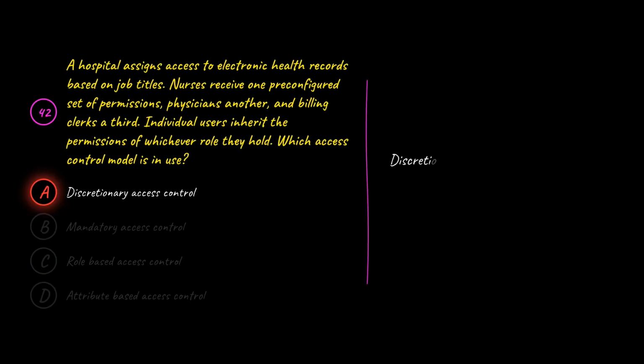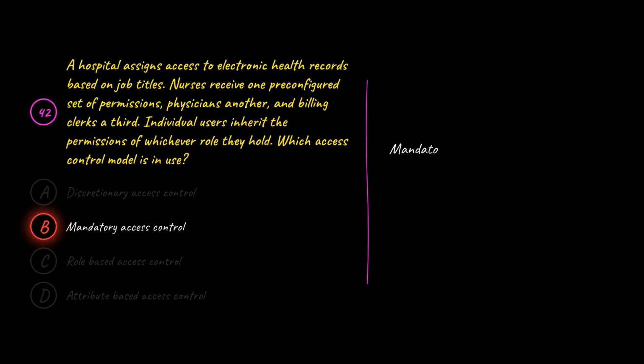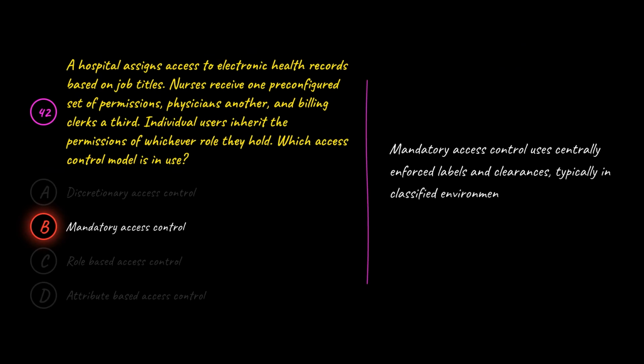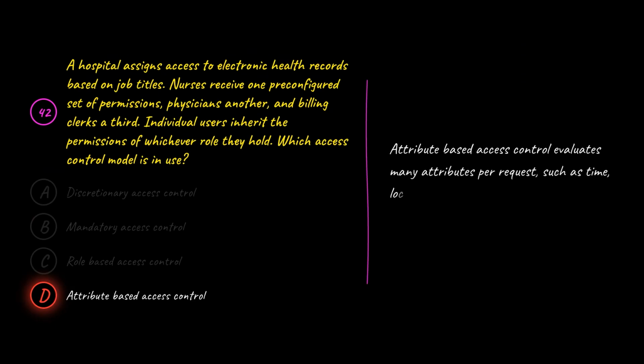A is wrong because discretionary access control lets resource owners set permissions per user, which does not match a job title-based scheme. B is wrong because mandatory access control uses centrally enforced labels and clearances, typically in classified environments. The scenario does not mention clearances or labels. D is wrong because attribute-based access control evaluates many attributes per request, such as time, location, and resource type. The scenario only mentions roles.